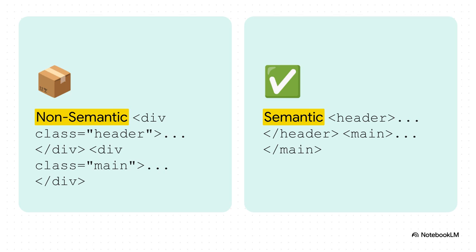And just look at the difference here. It's night and day. On the left, you've just got a bunch of generic div boxes. You have no clue what they are without reading those class names. But on the right, the code tells its own story. It's instantly clear to another person, a search engine, or a screen reader exactly what each part of the page is supposed to be doing.